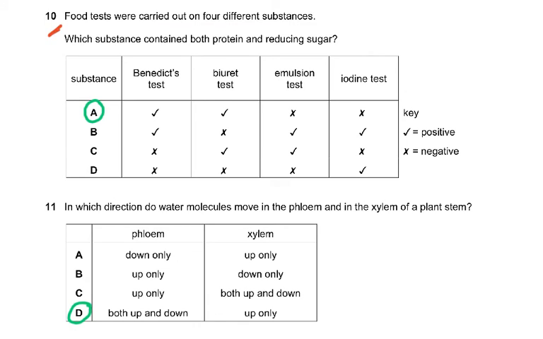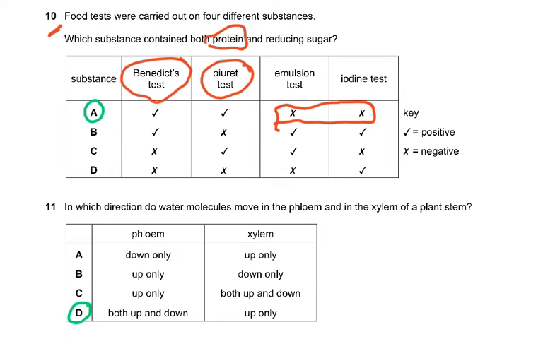Then coming on to question number 10. Food tests were carried out on 4 different substances. Which substances contain both protein and reducing sugar? For protein, everybody knows it's the biuret test. For reducing sugar, it's the Benedict's test. So the other two should be negative. That is what gives you the clue. Which one could be correct? You have to be very intelligent when you're doing this. I always say it's not hard work, it's smart work. So if you know that for protein and reducing sugar, biuret and Benedict's are going to be positive, the emulsion test is for fats, and the iodine test is for starch.